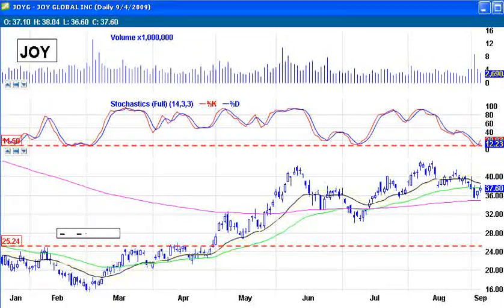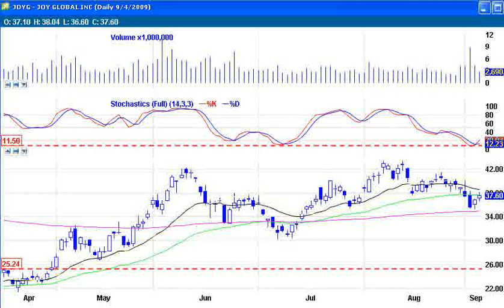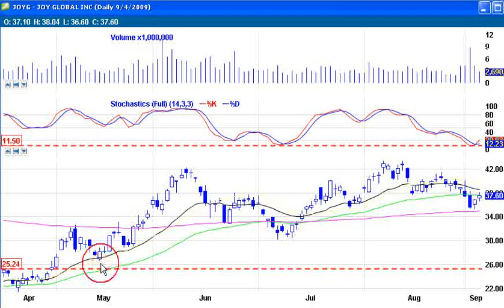Here's some of the characteristics I look for. Here in Joy Global, we have a test of the 200 and a pullback, and then we're holding above the 20 period moving average and the 50 period moving average here, and we come back up there, tested again, pullback, but staying above the 20. It's called the 20/200 squeeze, where I talk about the 20 period moving average moving up against the 200 period moving average, and then a blast off from there.